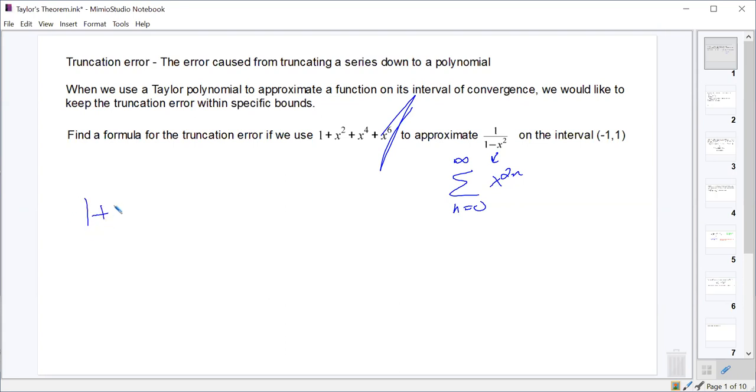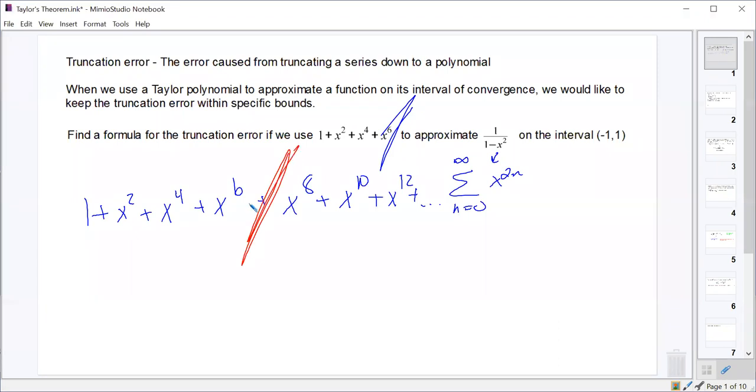So our series looks like 1 plus x squared plus x to the 4th plus x to the 6th. That's where we're truncating. We'll do that in a second. And we would have x to the 8th and x to the 10th and x to the 12th and so on. Do y'all agree with that? Yeah, okay. So we truncate here at x to the 6th.